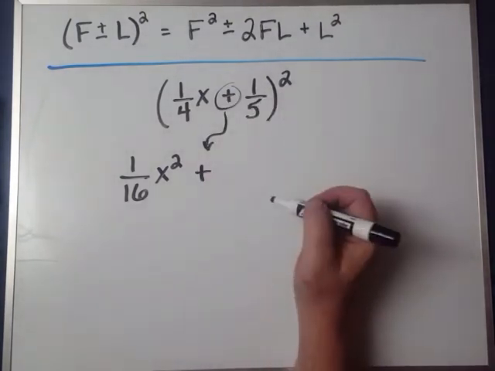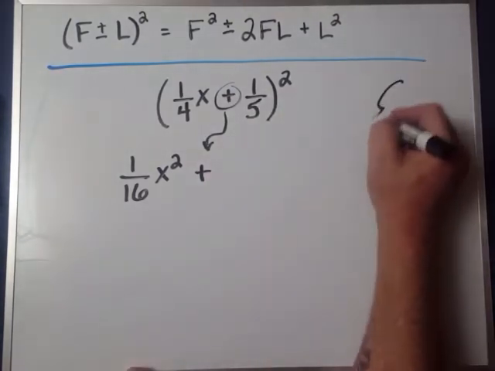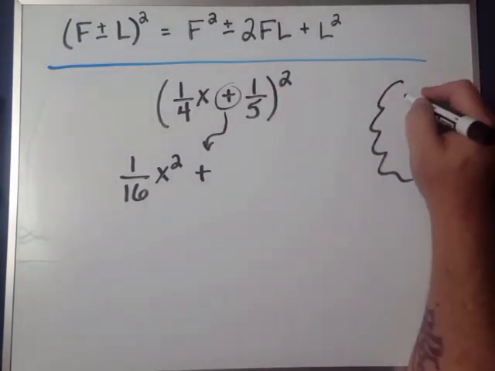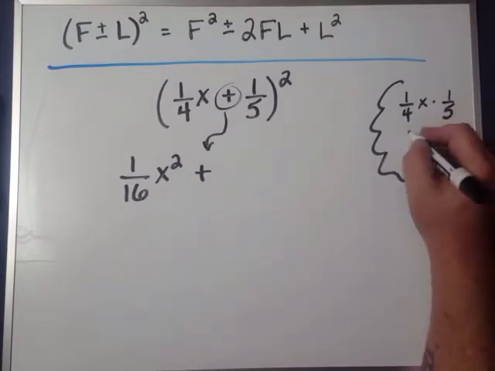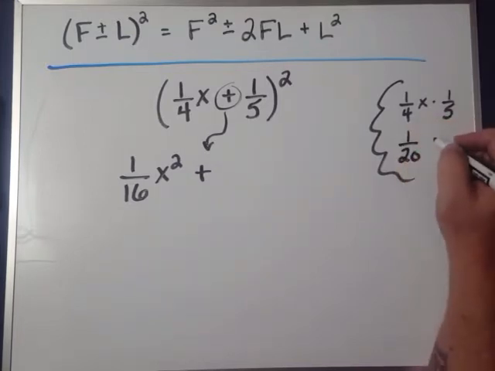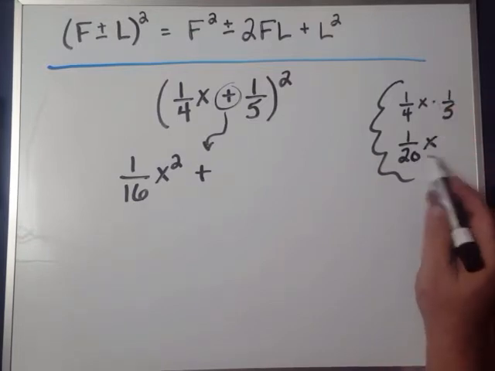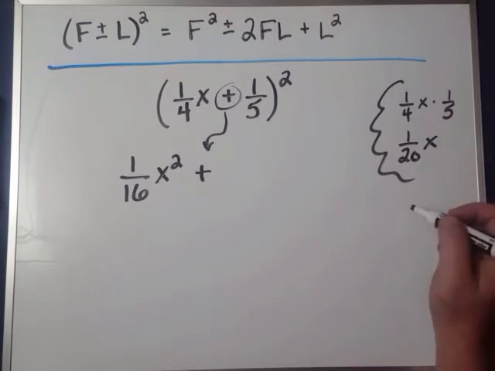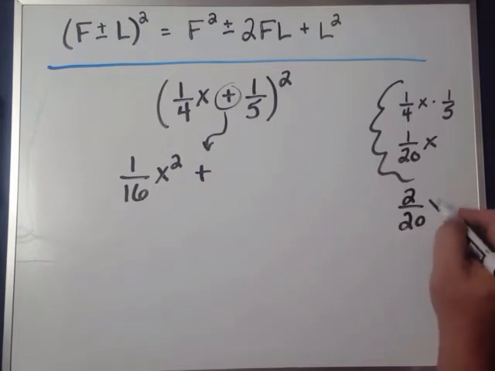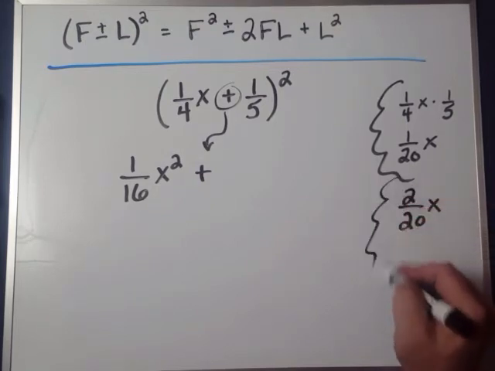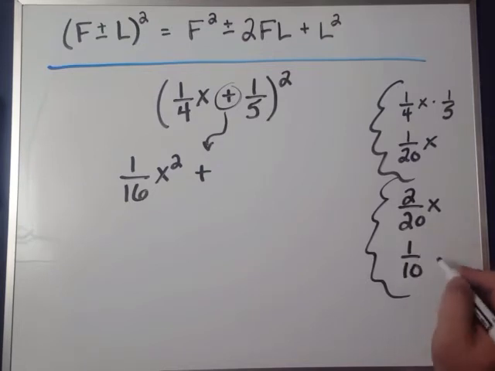Now double the first times the last. The first times the last is going to be 1/4 x times 1/5. Multiply the tops, multiply the bottoms, and times that x. That's the first times the last. Now double it. You double 1/20th x, you get 2/20ths x. That's twice as many, which reduces to 1/10 x.